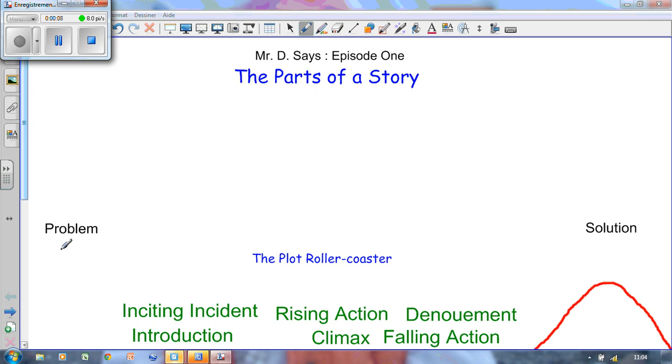Today I'll be talking to you about the parts of a story. You may remember in class that I've talked to you about the fact that stories pose problems. They put forward some sort of question, and ultimately, the end of the story will give us some sort of solution to that problem or an answer to the question.